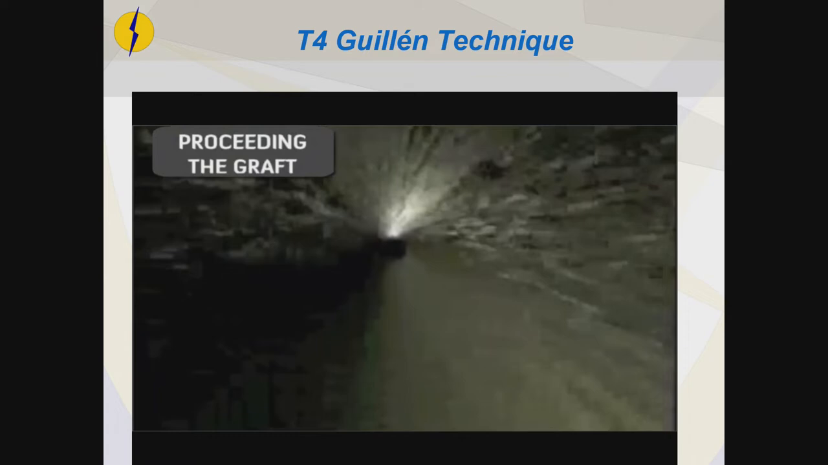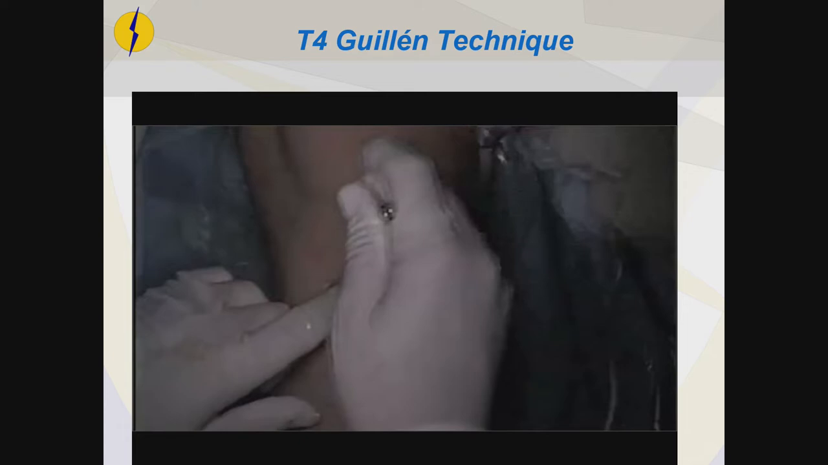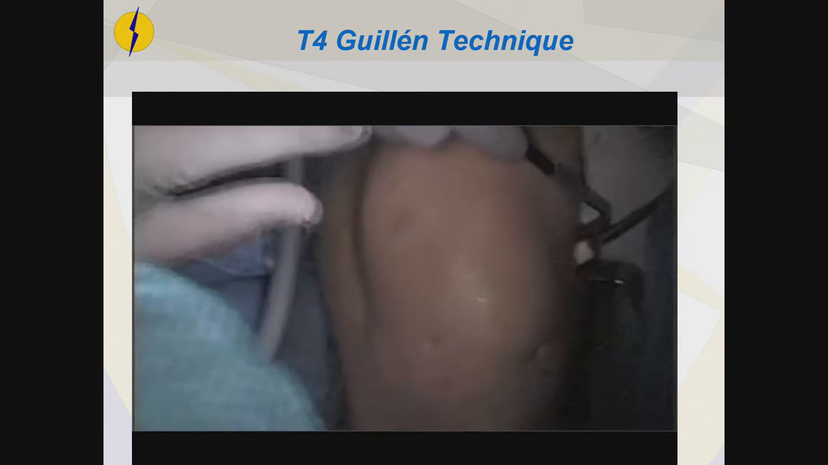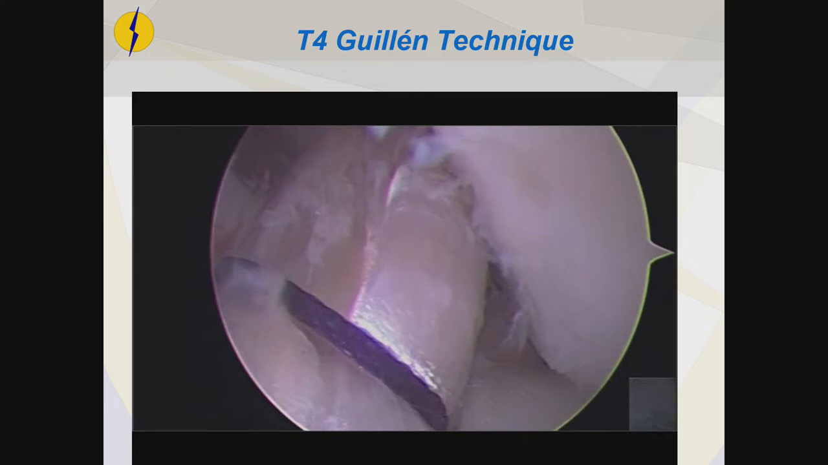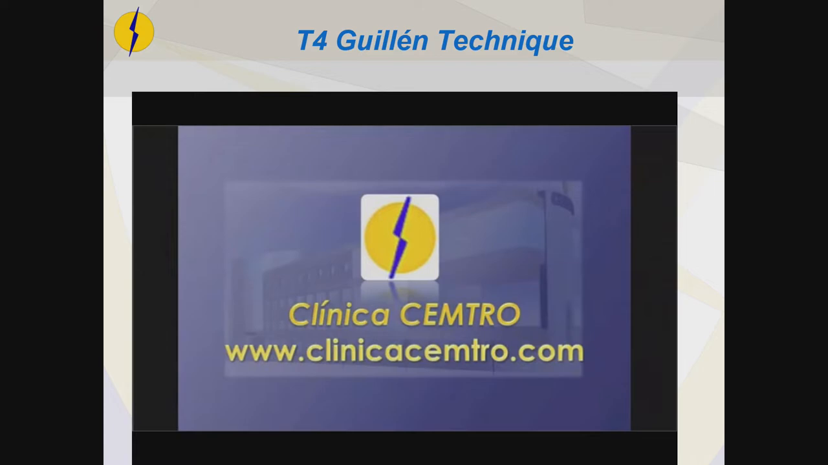Then we give the tension, and we only put the fixation on the femoral side, because on the tibial we have no problems with the fixation. This is the control arthroscopy of the tension and of the movement. And that's all. Thank you very much for your attention.